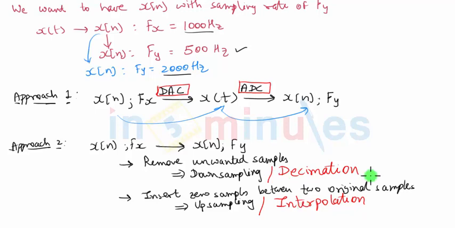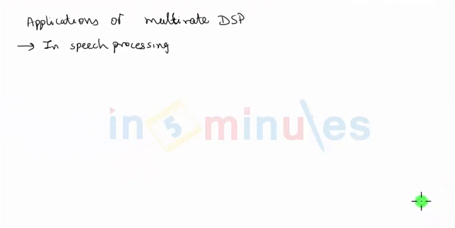We will have to discuss decimation, interpolation in detail. This entire chapter is all about discussing decimation and interpolation and various applications of it. Right now, we will quickly list down various applications of multirate DSP. So there are few important applications of multirate DSP.